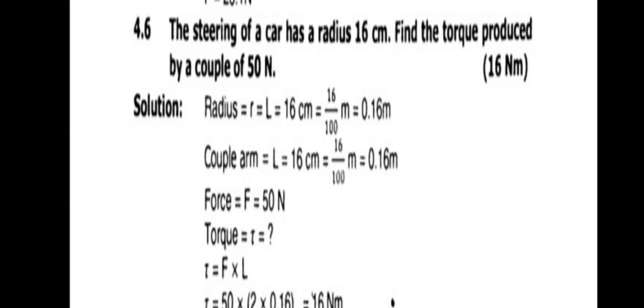And the force given in the data will be 50 Newton. You are asked to find the torque produced by a couple. Now by putting the value of force and the moment arm in the given formula, you will find the value of torque, which equals 16 Newton meter.